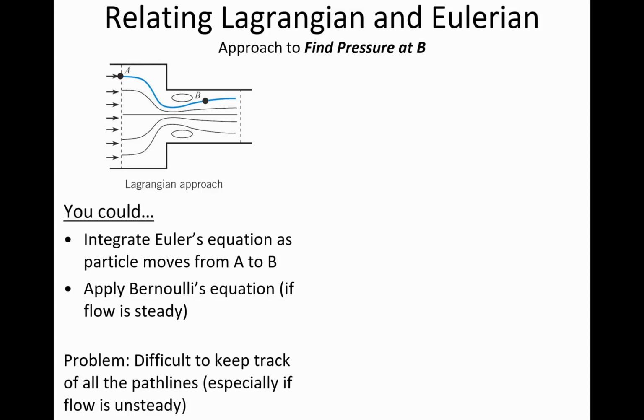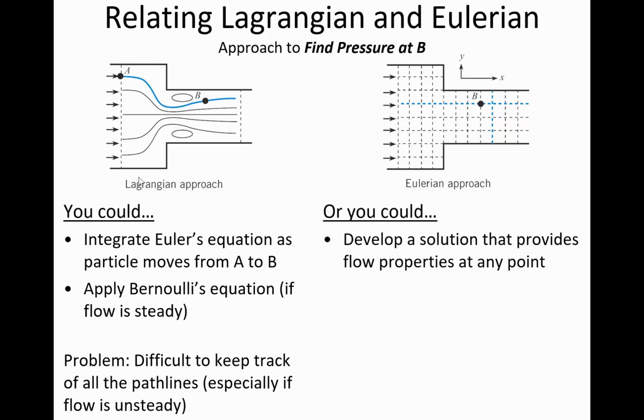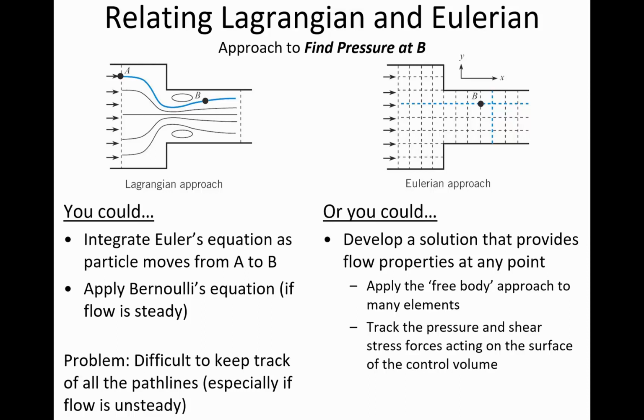And so sometimes, rather than tracking the individual particles, our approach is to divide the flow field up into a mesh and apply what we think of as the Eulerian approach, and that is that you treat each element in the mesh as an individual cell where you apply the free body approach to each of those cells. And you're looking at the pressure and shear stress forces that are acting on each individual element inside the control volume.